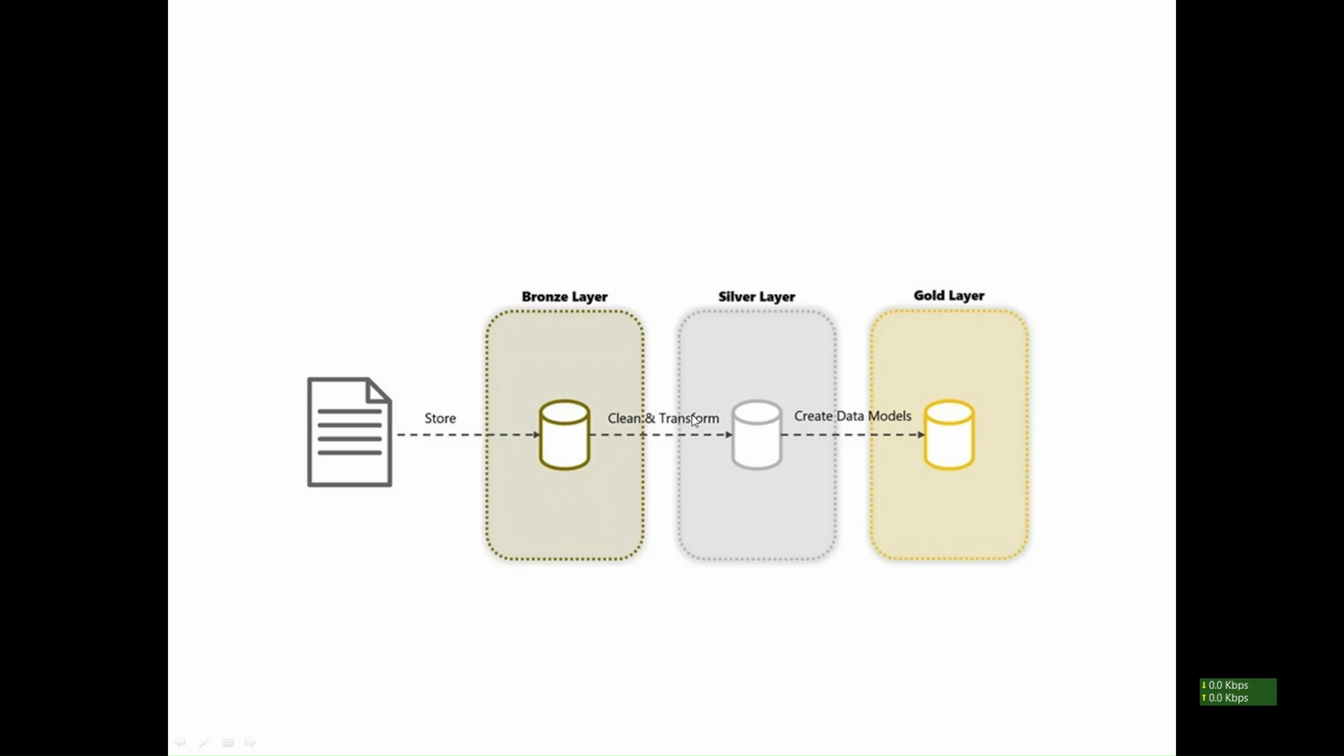Whereas in the silver layer, the stored data has been cleansed and transformed based on business rules. That is what happens in a silver layer, but it's still not fully integrated and aggregated data.